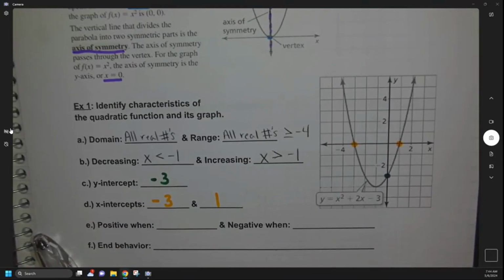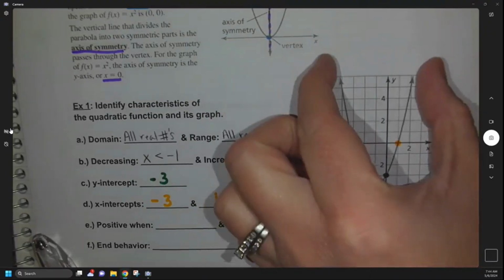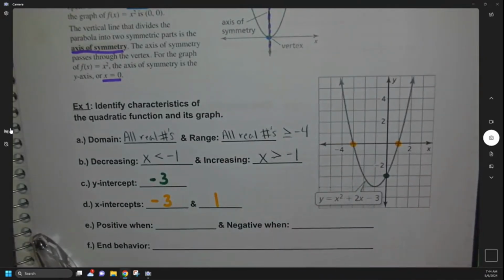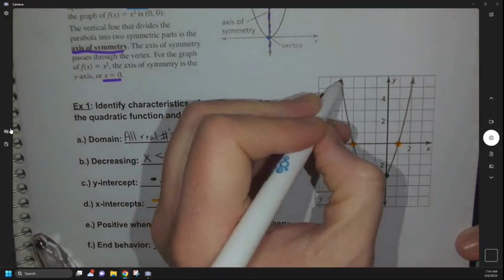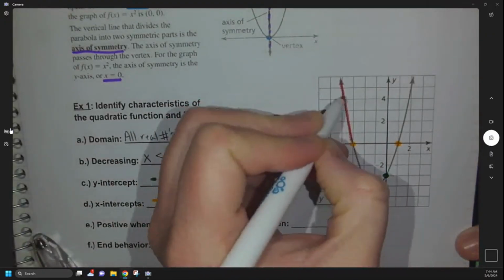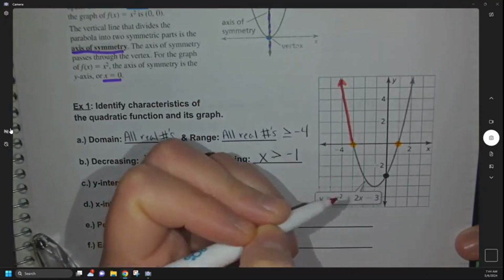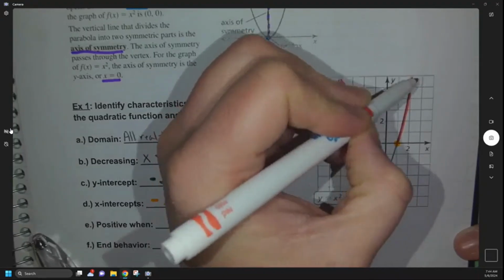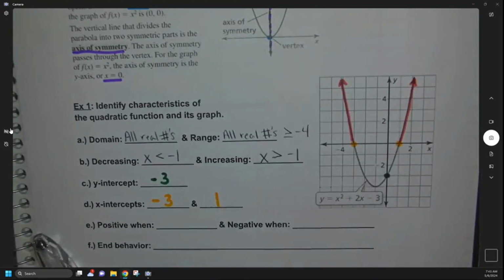The next section we're talking about is positive and negative. Remember, positive and negative is talking about above the x-axis or below the x-axis. That's when we're talking about it being positive or it being negative. So when I look at my graph, I notice that this section of the graph is positive. It's above 0. But this section's also above 0. So that's also positive. So I have two sections for when it's positive.